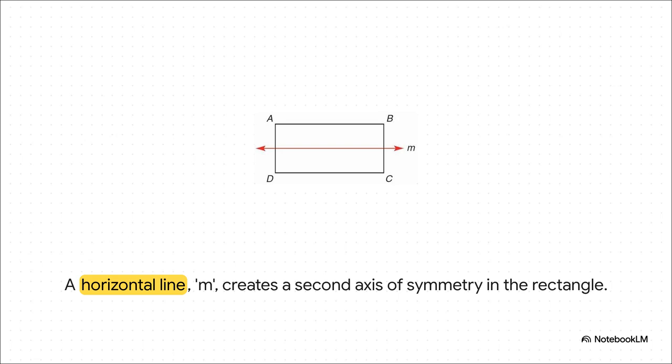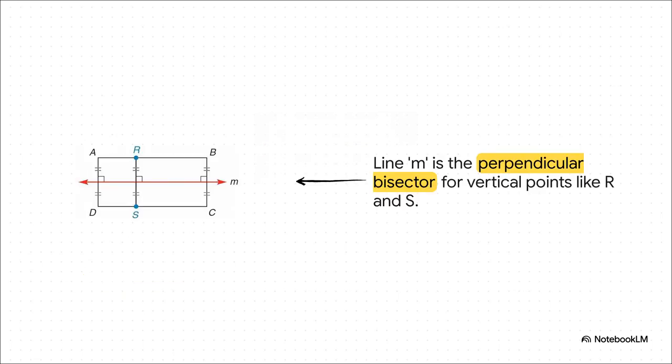Here, we've got this new line M running straight through the middle horizontally. And here's why it works. It's the same exact principle as before. Our new line, M, is the perpendicular bisector, but this time for points that are stacked vertically. So a point like R up on the top edge has its partner S on the bottom edge, and that line M cuts the segment between them perfectly in half at a clean 90-degree angle. See? Same rule, different direction.